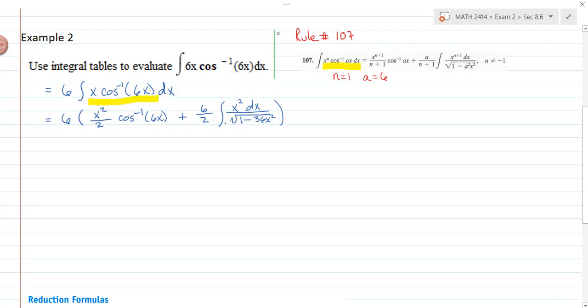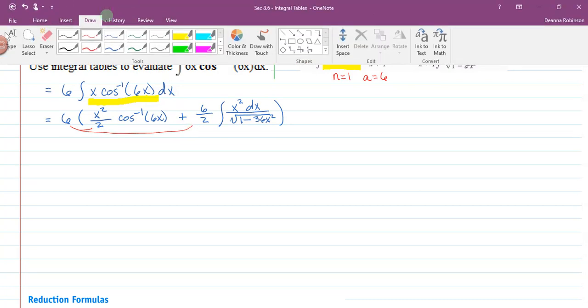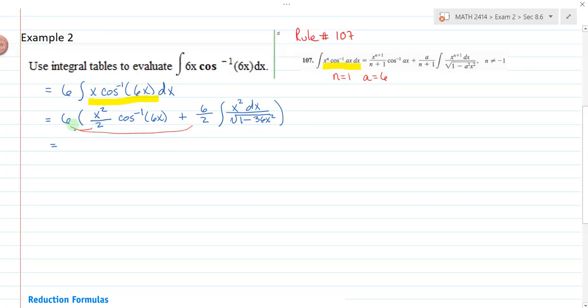This is a recursive formula, meaning that we're not going to be able to get our final answer from it, but it's going to work it down to an integral that we should know how to integrate, or can even look up another rule for. Our next step then is to simplify this. So the first thing I'm going to do is distribute this 6 across and simplify. So that 2 will cancel in with that 6, giving me 3x squared cosine inverse 6x plus, that's going to be 6 times 3 because 6 divided by 2 is 3 times 6 is 18, integral of x squared dx over the square root of 1 minus 36x squared.